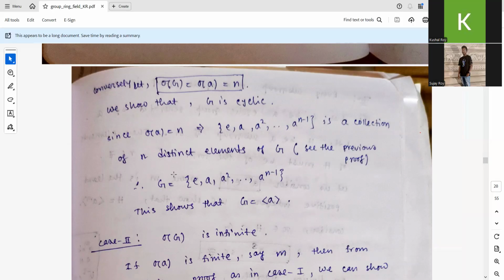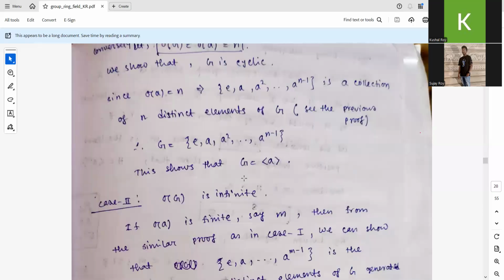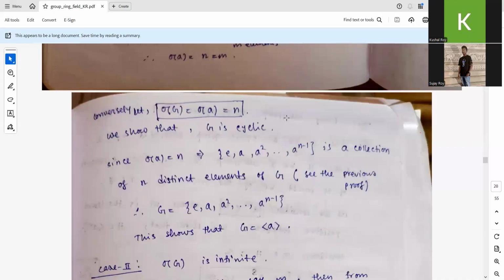Conversely, we show that G is cyclic. Since the order of a is given as n, these elements e, a, a squared, up to a to the power n minus 1 are the only n distinct elements generated by the element a. So it is very clear that G has only n elements and a constitutes these n elements. Therefore G must be equal to this collection e, a, a squared, up to a to the power n minus 1. That means any element of G can be generated by a, so G is generated by this element a, and therefore G is cyclic.